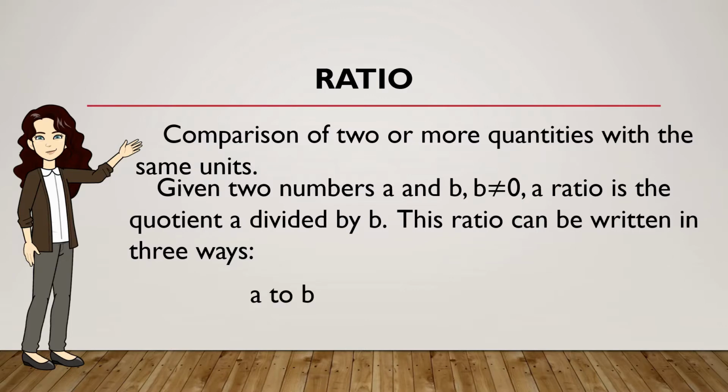It can be written as A to B, A colon B, or A over B, and this is read as A is to B. So if you read this one, you can read it as A is to B. Also this one, A is to B, and this one is also A is to B.